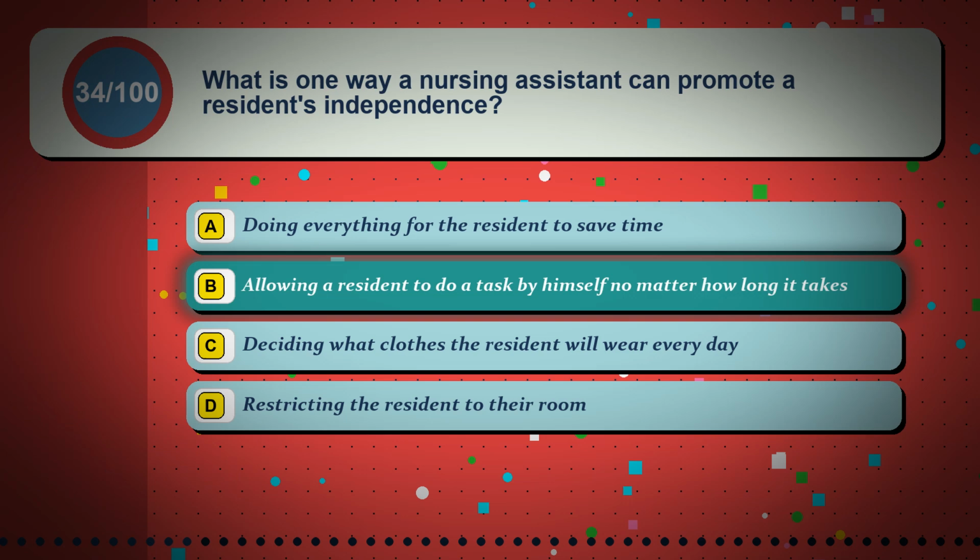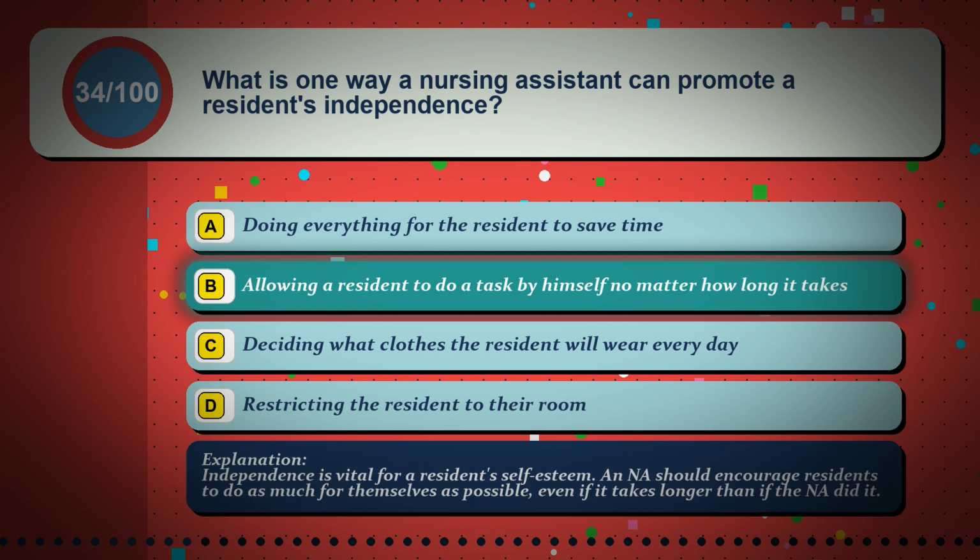The correct answer is option B, allowing a resident to do a task by himself no matter how long it takes. Independence is vital for a resident's self-esteem, and NAs should encourage residents to do as much for themselves as possible, even if it takes longer than if the NA did it.